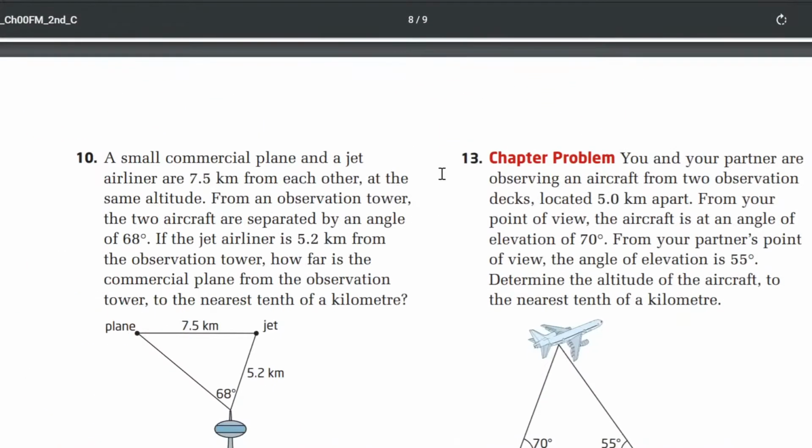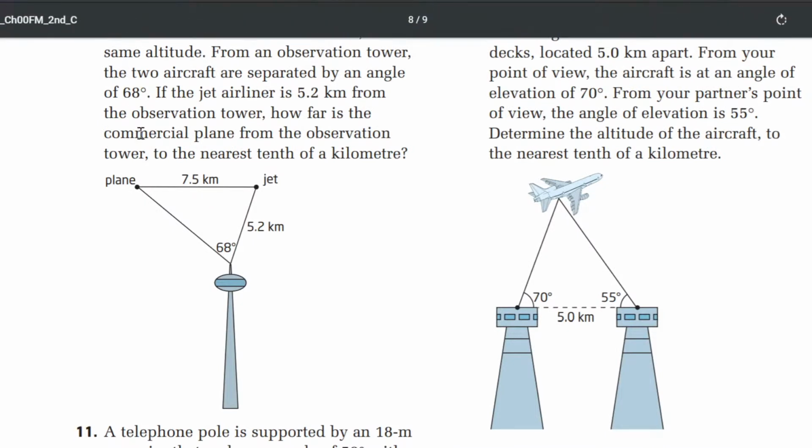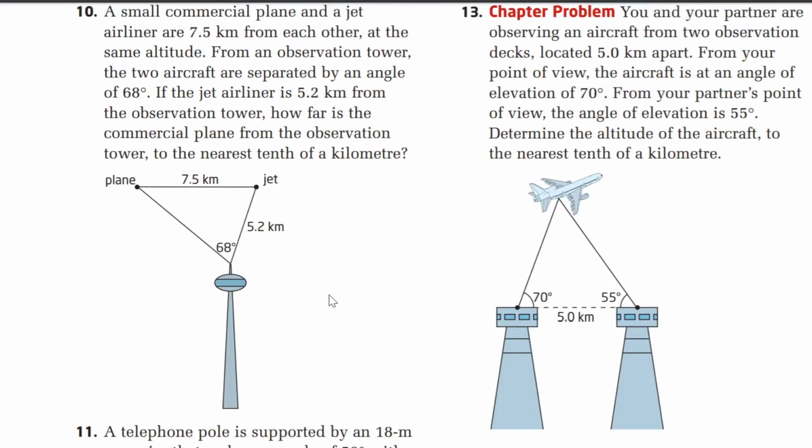Question number 10 has a small commercial plane and a jet airliner 7.5 kilometers from each other at the same altitude. From an observation tower, the two aircraft are separated by an angle of 68 degrees. If the jetliner is 5.2 kilometers from the observation tower, how far is the commercial plane from the observation tower to the nearest tenth of a kilometer? And we're given a diagram here.